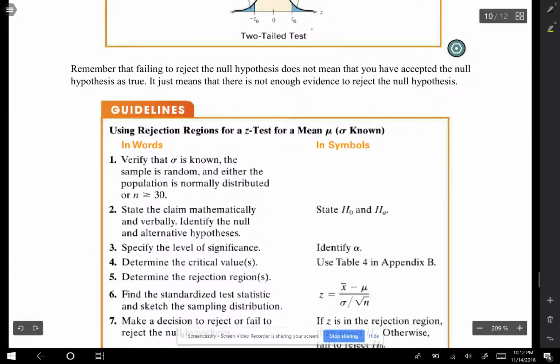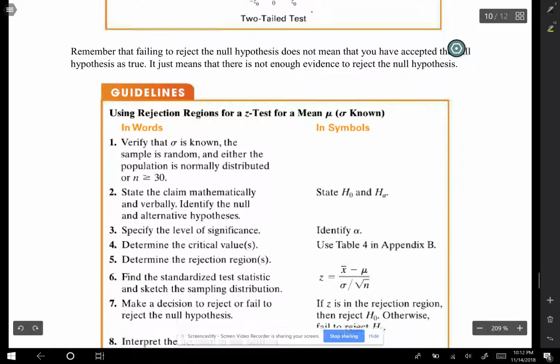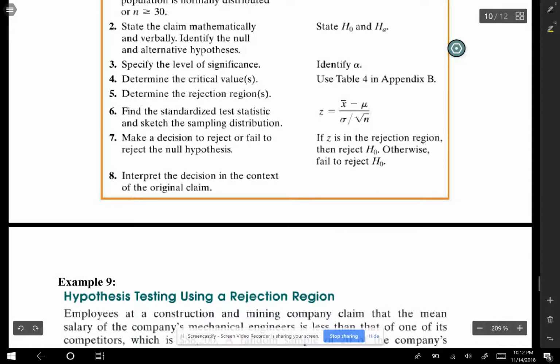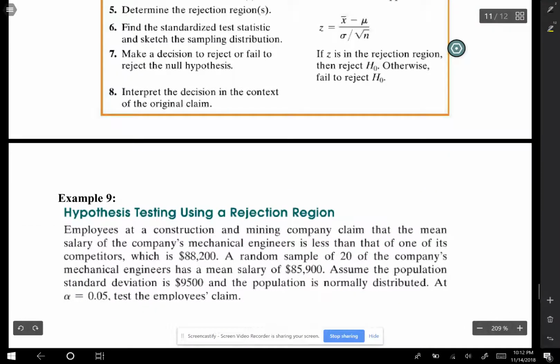And then again, they're reminding us that just because you fail to reject it doesn't mean that you've accepted it. It just means we don't have enough evidence. So here are our guidelines, same as before. Verify all the information, state your claims, identify the level of significance, get your critical values, determine the rejection regions, calculate z, and then interpret your decision.